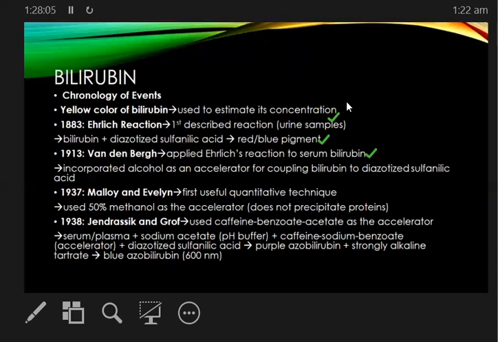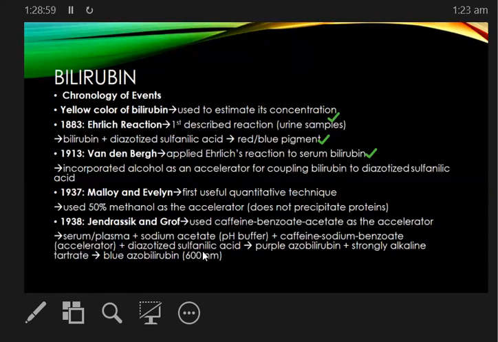Okay, another one is the Jendrassik and Grof method. Instead of 50% methanol, it makes use of caffeine sodium benzoate as the accelerator. So what are the reactions involved in Jendrassik-Grof? Your serum or plasma, if it contains bilirubin, is allowed to react with diazotized sulfanilic acid in the presence of sodium acetate as the pH buffer, and caffeine sodium benzoate as the accelerator, in order to measure your indirect or unconjugated bilirubin.